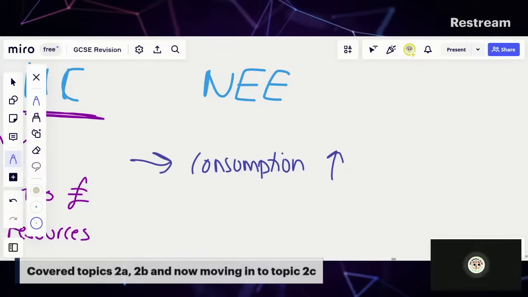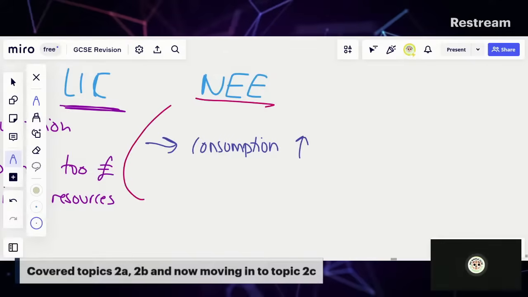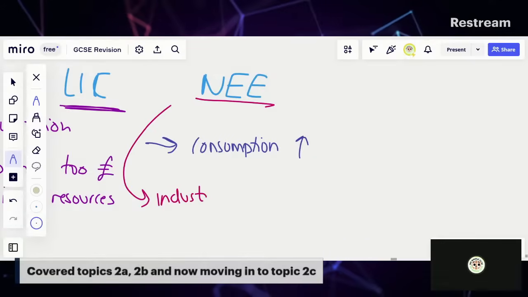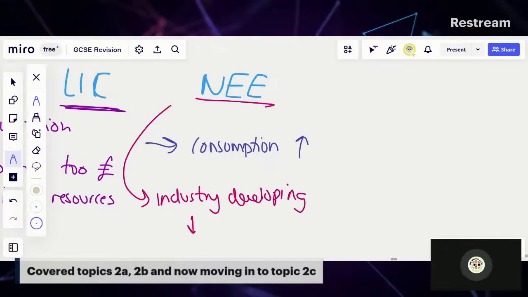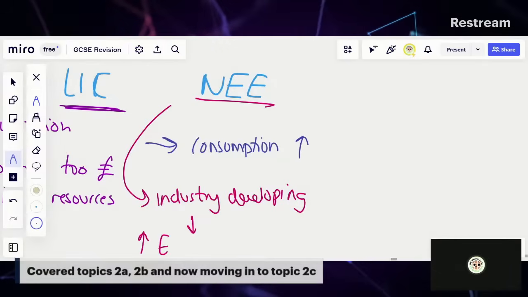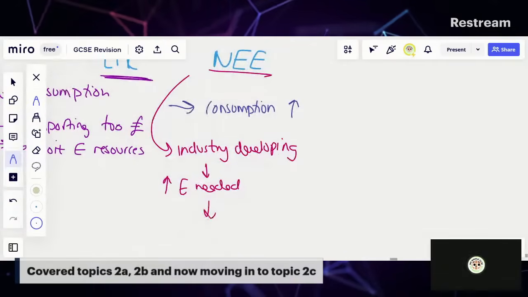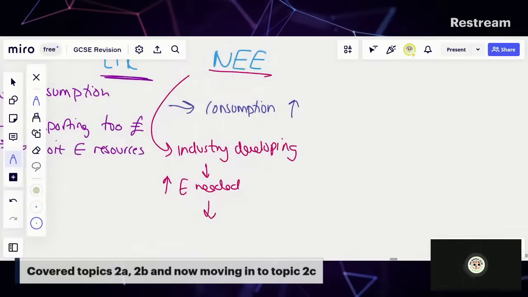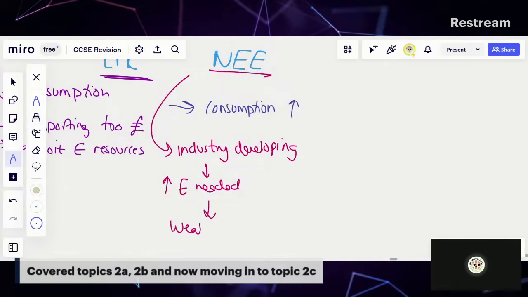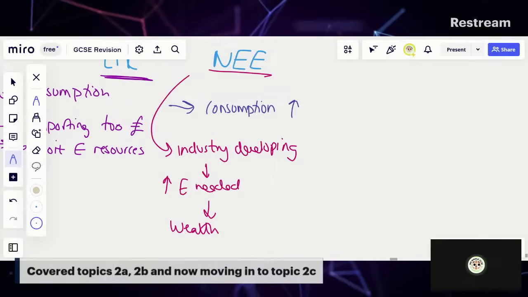So let me just put that into writing for you. So, in newly emerging economies, because the industry is developing at a very, very rapid pace, this then means that more energy is needed because the industry relies on energy to work, generally speaking. And because there's more energy needed, the wealth also increases as well. Because they're getting more resources and more energy, people and homes have more access to energy as well.